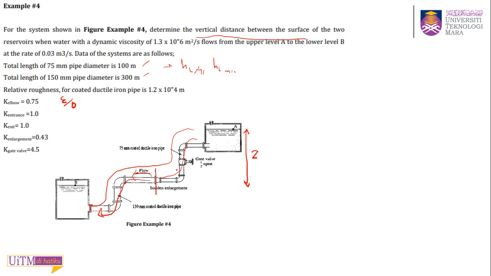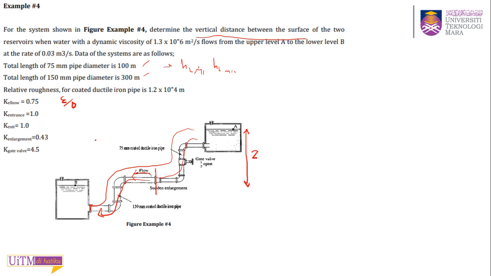The relative roughness for both pipes is 1.2 times 10 to the power of minus 4. So they give you the relative roughness, so you can find your Reynolds number for both pipes, and then you can find your friction factor to get your major loss. And you can find your minor losses from this loss coefficient.